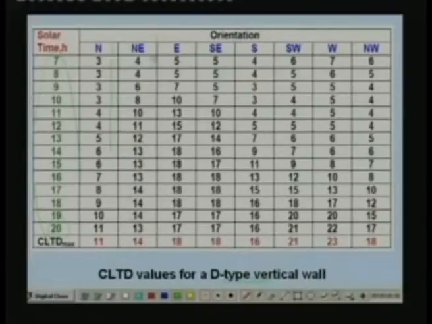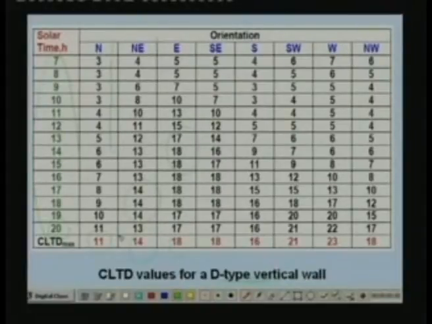Okay, whereas for a northeast facing wall, the temperature difference varies and it reaches peak between 5 to 7, right. And for an east facing wall, the peak occurs around noon, right. Similarly for other orientations. In this table, CLTD maximum is also given, okay. For a particular orientation, what is the maximum value of cooling load temperature difference.